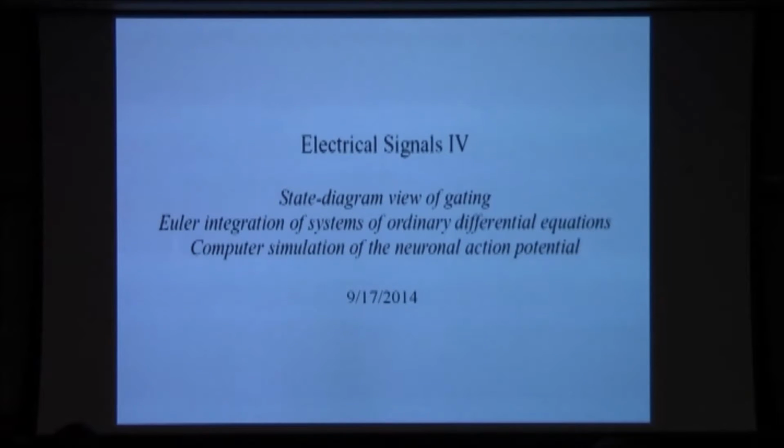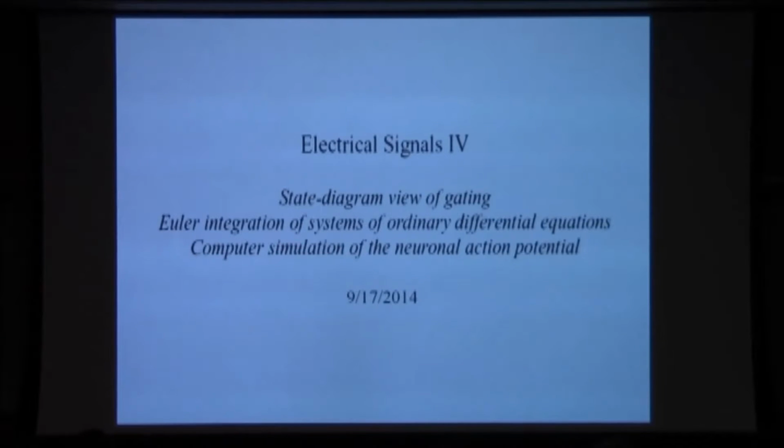So before we get to there, though, we have some way stations. I want to introduce you to something, a different way of looking at gating, besides the Hodgkin-Huxley equation, which is a state diagram view of gating. And then once you have that, I'm going to review for you something that you may have seen. Well, we'll try to make it very simple, the Euler integration method of predicting how a coupled system of ordinary differential equations, even nonlinear, can be computed on a computer to any degree of accuracy you want.